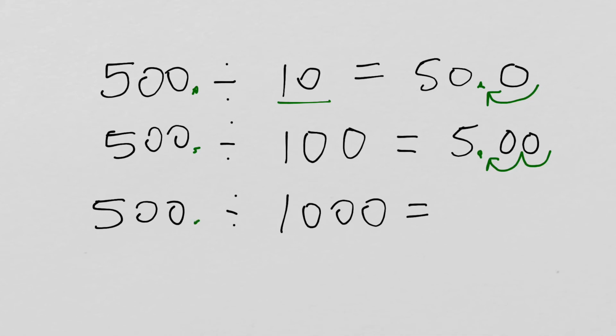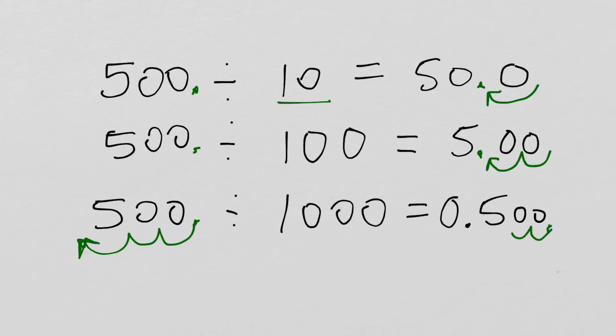So if it starts here, it's going to go 1, 2, 3, and it's going to end up there. So my answer is going to be 0.5. 0.500 doesn't matter. 0.5, right? 0.5 is a half, and 500 is half of 1,000, so that makes sense. So again, it started out here, and it went 1, 2, 3 places to the left when you divide by 1,000. So each time you divide by 10, it moves left 1 time. Each time you multiply by 10, it moves right.